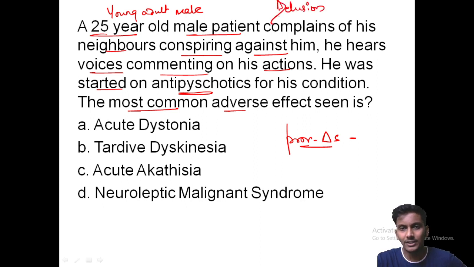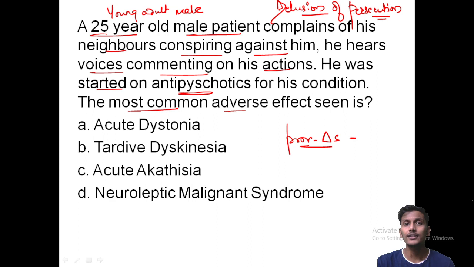And delusion of persecution is commonly seen in which disorder? When the person feels that the neighbors are conspiring or they are going to harm or kill him, this is delusion of persecution, commonly seen in cases of schizophrenia. Along with that, he also hears some voices commenting on his actions. That is running commentary, which is a type of auditory hallucination seen in schizophrenia. So this is a case of schizophrenia for which the patient was started on antipsychotics.